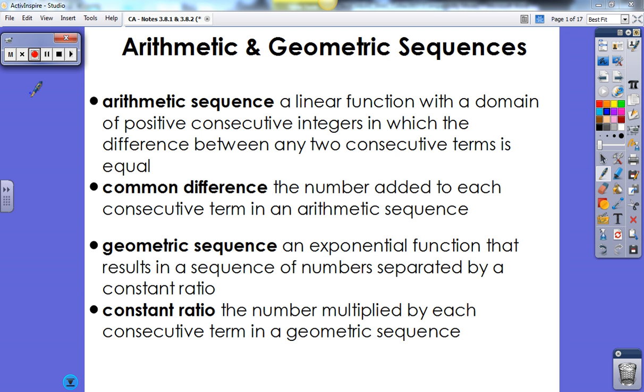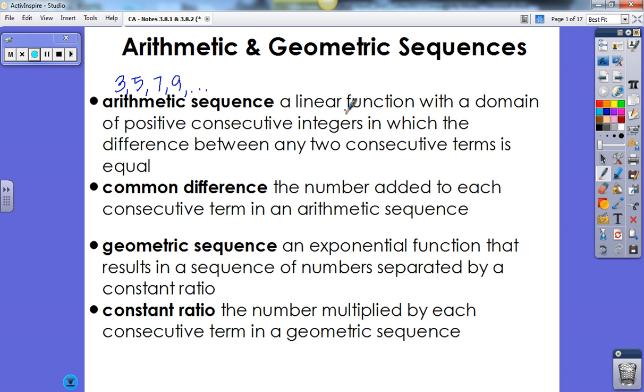So if you recall, an arithmetic sequence is a linear function, and the reason it's called arithmetic is because there's a common difference between each of my terms, meaning if I have a sequence that looks like this, I'm adding a common difference. I'm adding 2 every time. So that's why it's called arithmetic, because I'm adding it every time. I could also be subtracting, which would be adding a negative number each time.